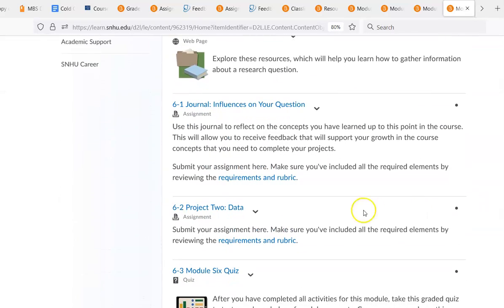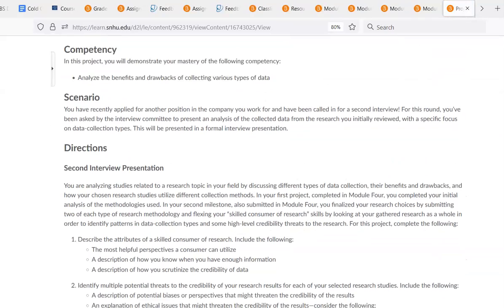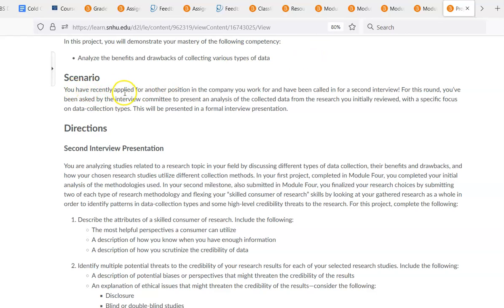All right, project 2, data. Submit your assignment there. Let's take a look at the rubric for this one. So here's the scenario. Ta-da! You're looking for a job.